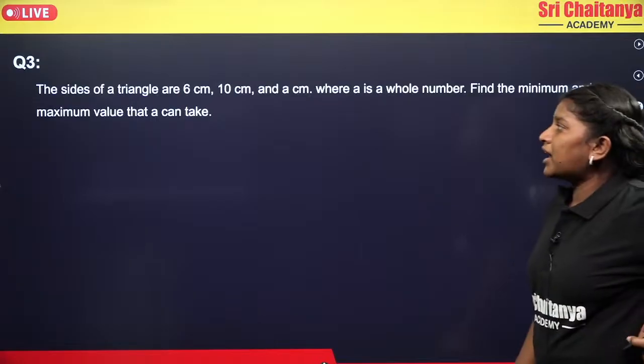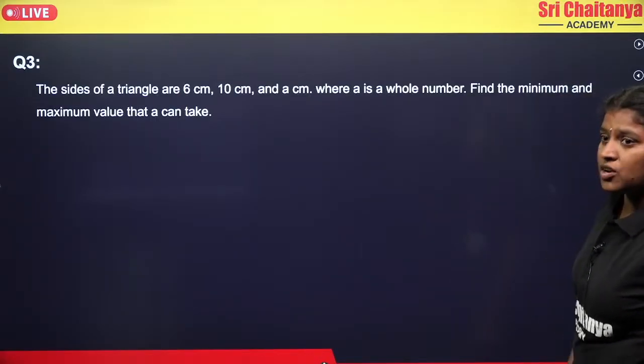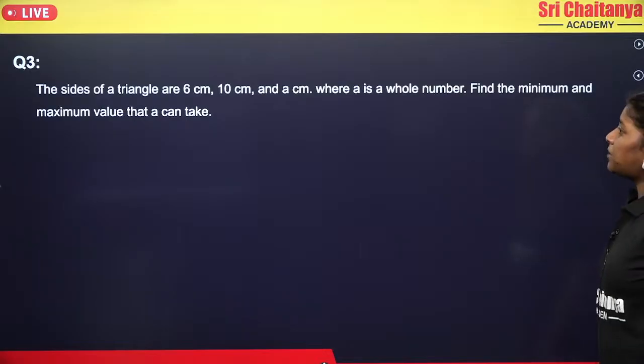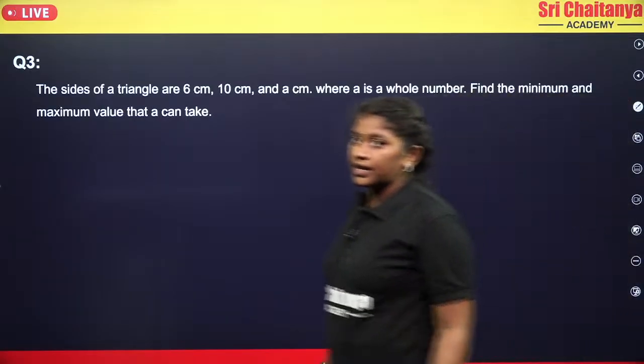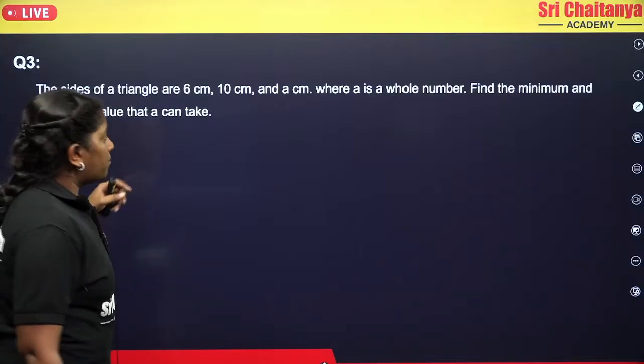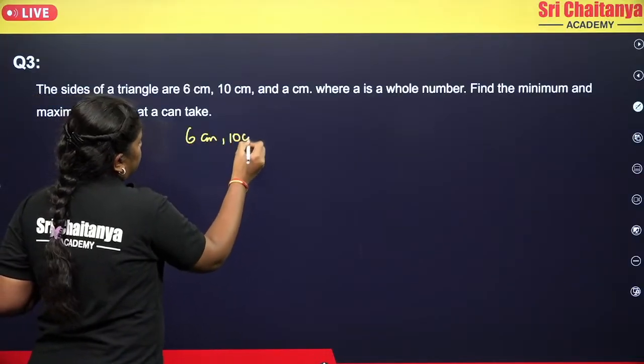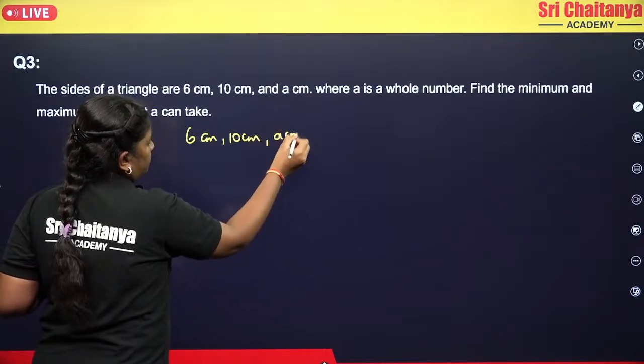The sides of your triangle are 6 centimeters, 10 centimeters and 8 centimeters, where a is a whole number. Find the minimum and maximum value that a can take. So now we need to find the range for our a. Same problem, right? So 6 centimeters, 10 centimeters and 8 centimeters.